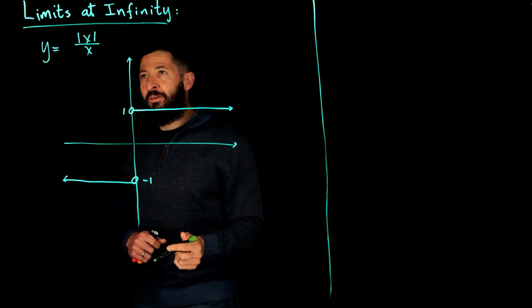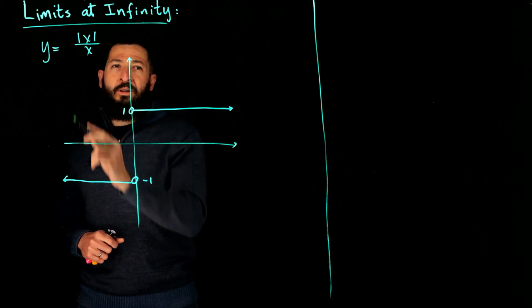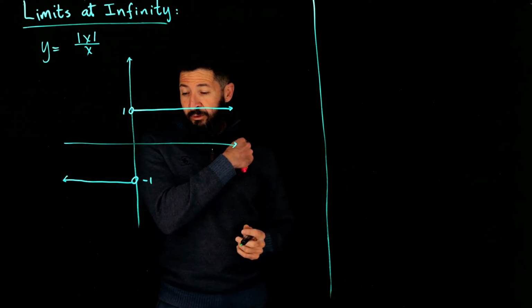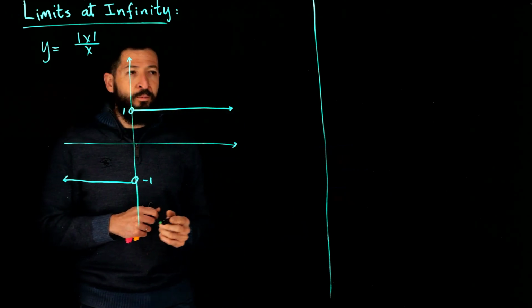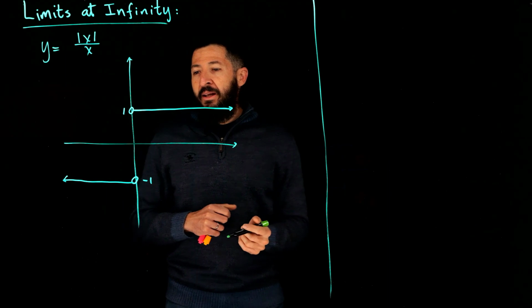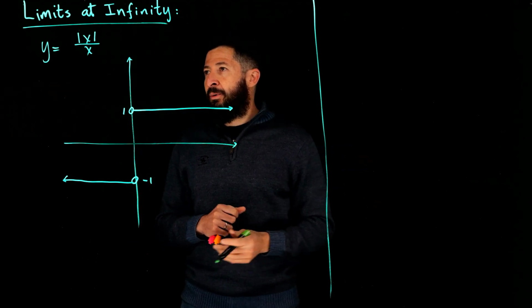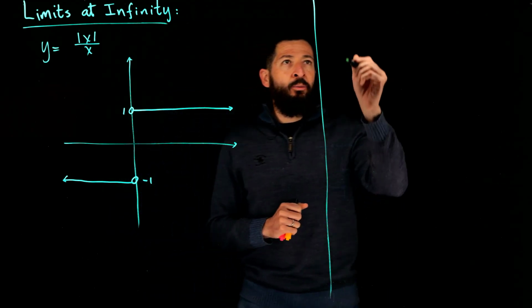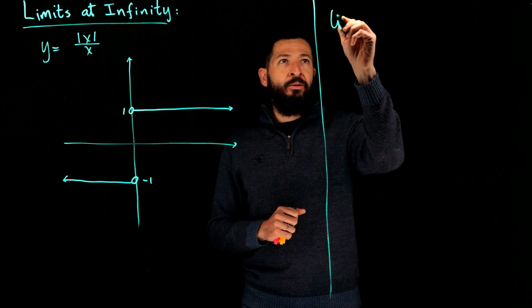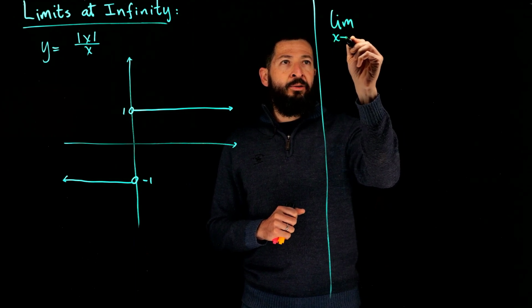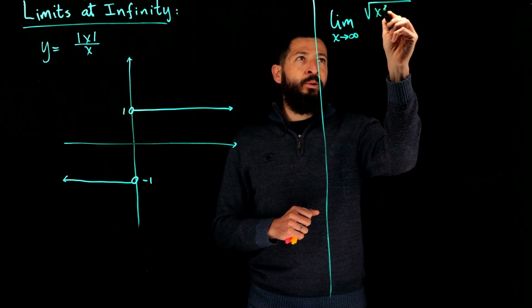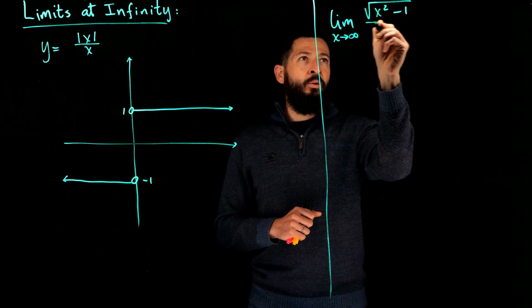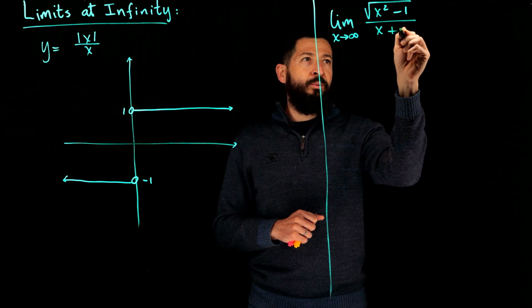So this is often called a sine function, except when you do the sine, you may take sine of 0 to be 0. In any case, this is going to be important for us. So let's take a look at what happens, for example, if we want to do the limit as x goes to infinity of the square root of x squared minus 1 over x plus 2.